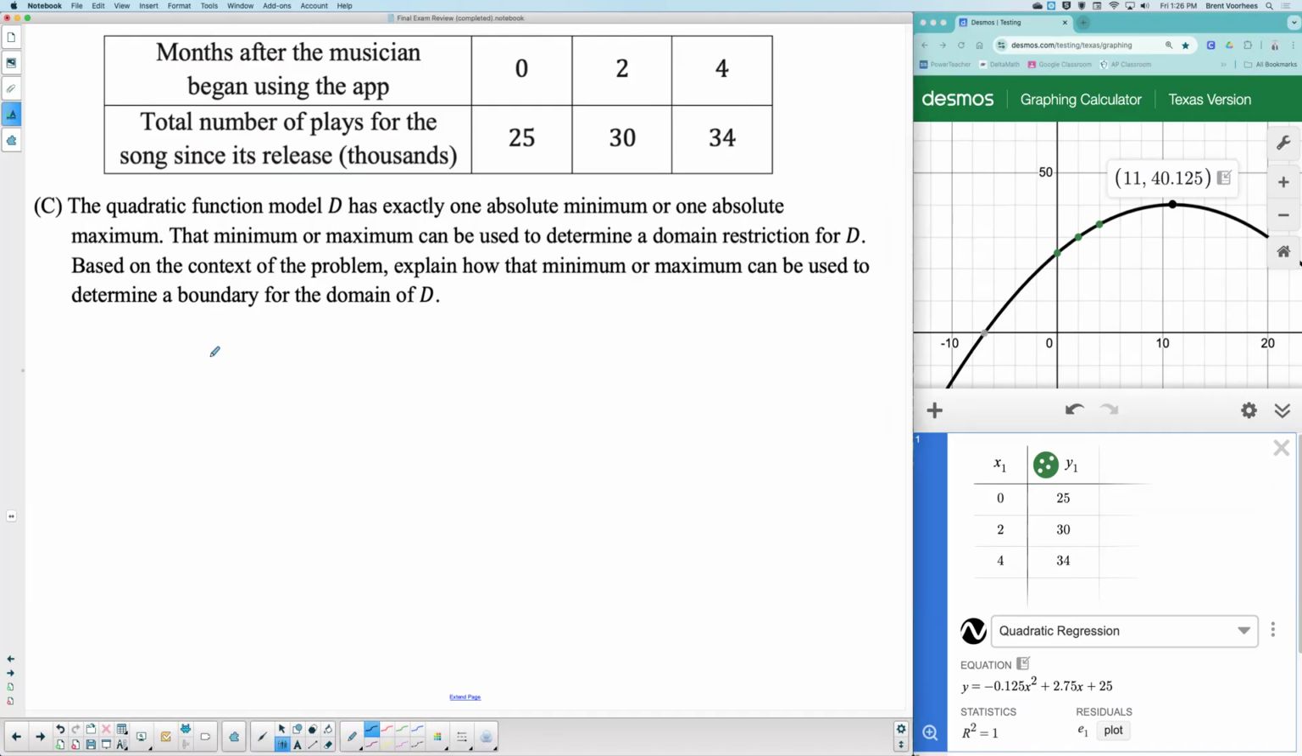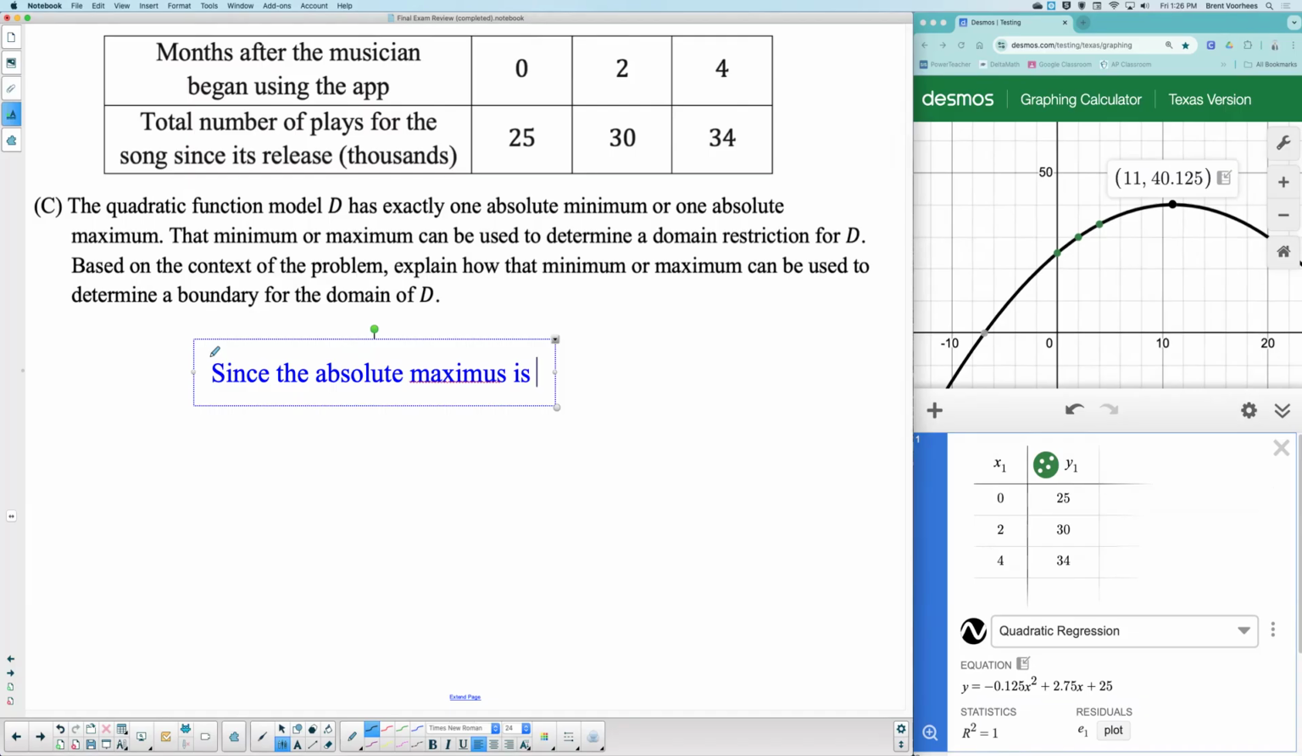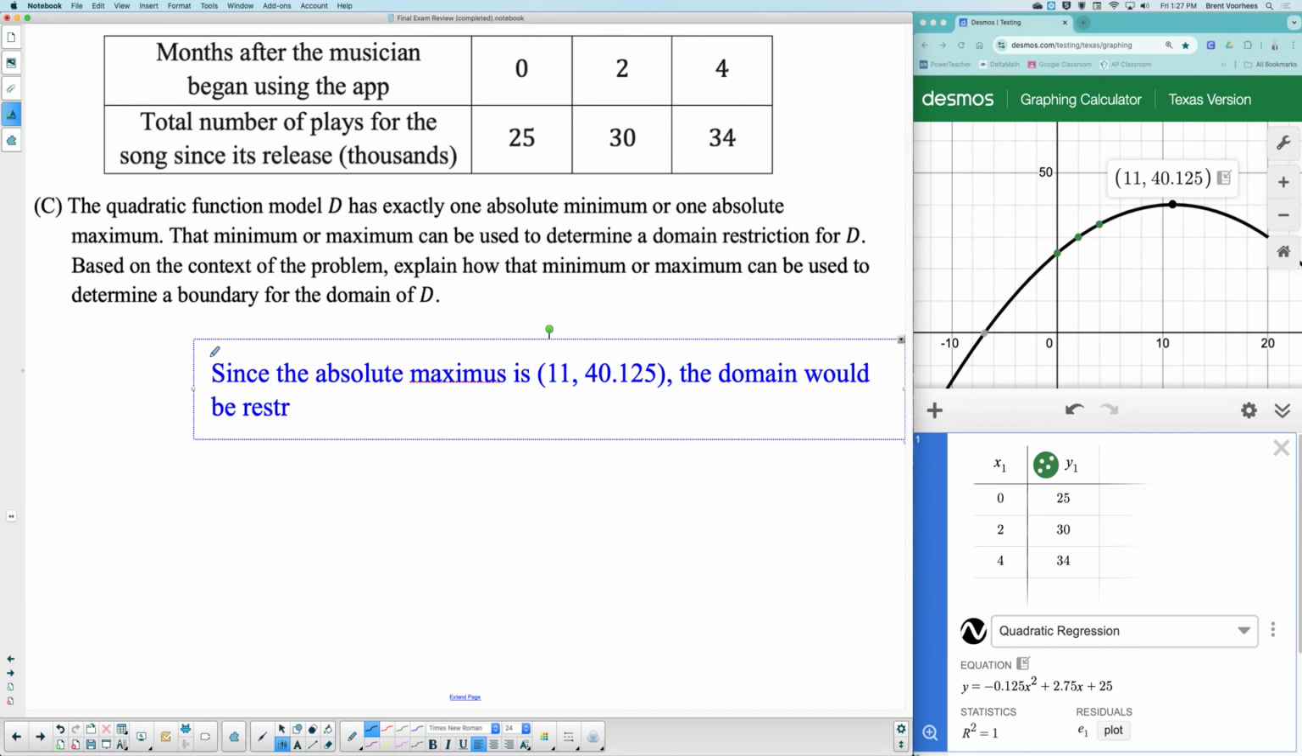11. So what I'd say is since the absolute maximum is 11 comma 40.125, the domain would be restricted to 0 to 11.